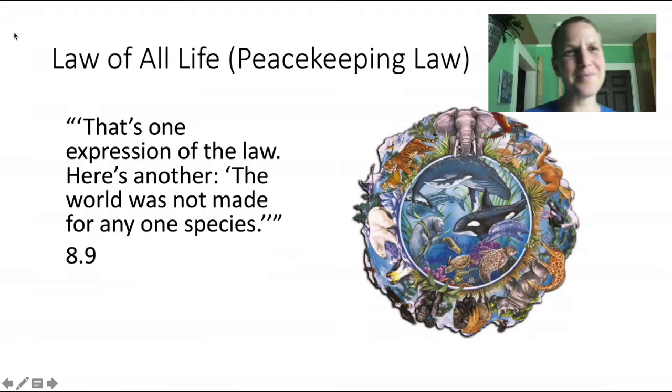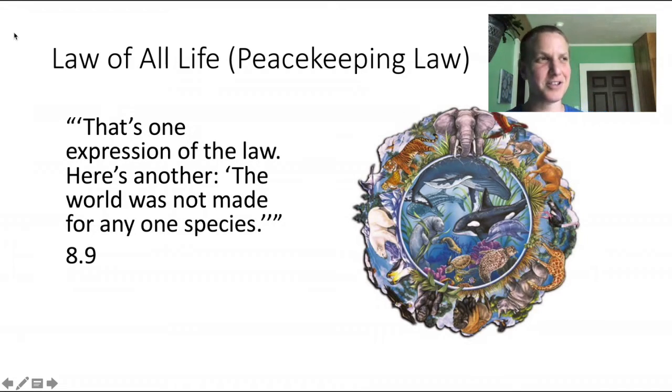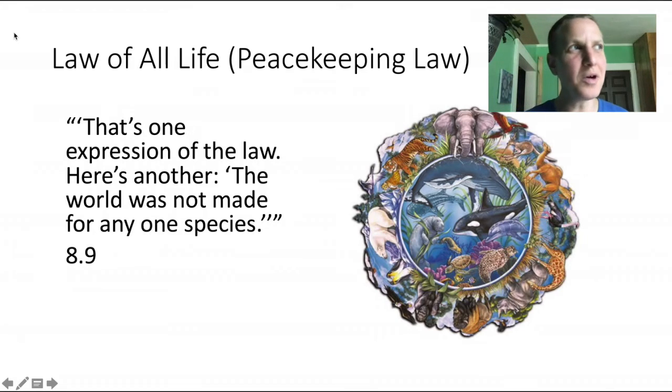Okay, another big part of this text is the law of all life, or what's also called the peacekeeping law. So Ishmael says that's one expression of the law. Here's another. The world was not made for any one species. Okay, he puts this law a few different ways. Like, you're allowed to compete with other species. So competition is a natural part of life. It's a natural part of how animals interact with one another. But he says you're not allowed to wage war on the rest of life, on the rest of creation. And the way we're waging war is, like I've said, just exterminating other species.